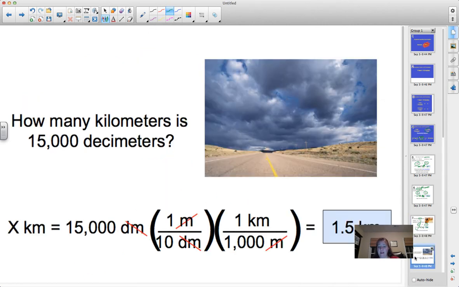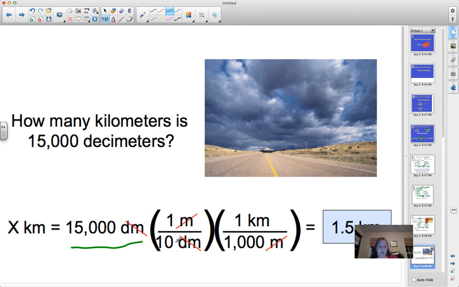Okay, let's look at another one here. How many kilometers is 15,000 decimeters? Okay, well, we're given 15,000 decimeters this time. And sometimes it's easier to go to the main unit conversion, which is meters, before we go either up or down from there. So I know that there are 10 decimeters in every meter.